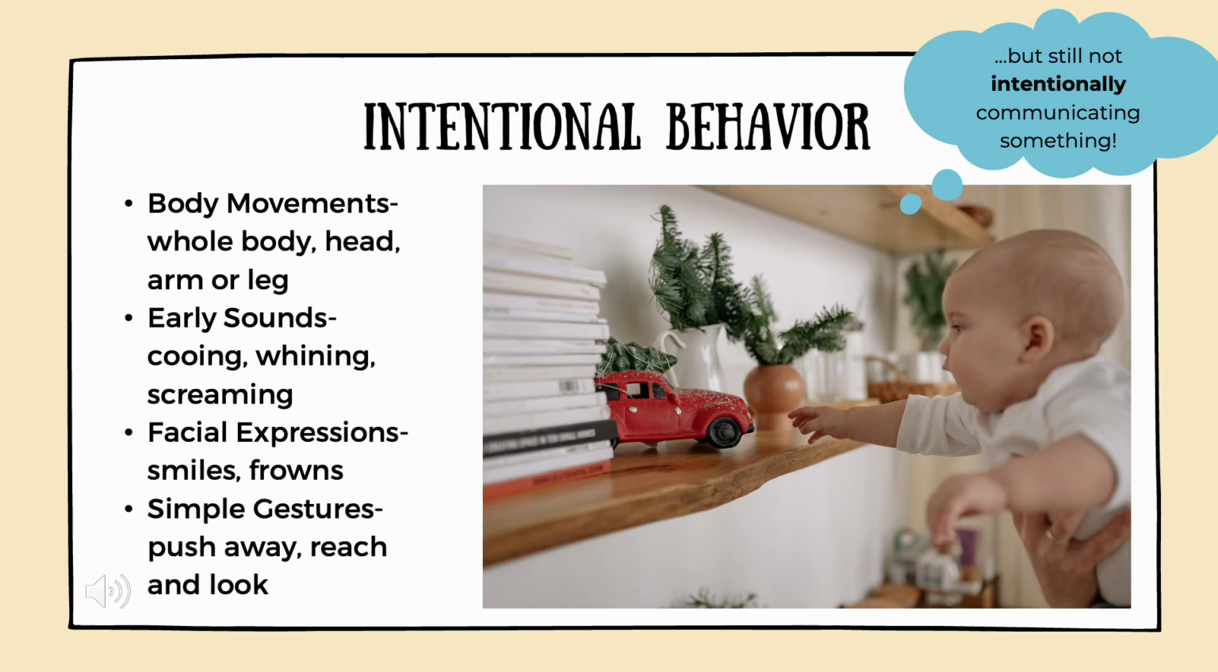At our next level of skill, the child is beginning to control their own behaviors, but they're not communicating intentionally through those behaviors. The partners are still having to interpret what the child needs or wants or is feeling based on their body movements, their early sounds, their facial expressions, or simple gestures.